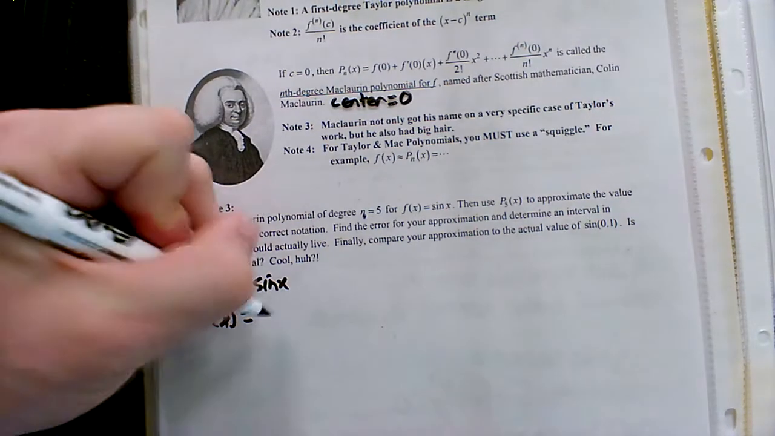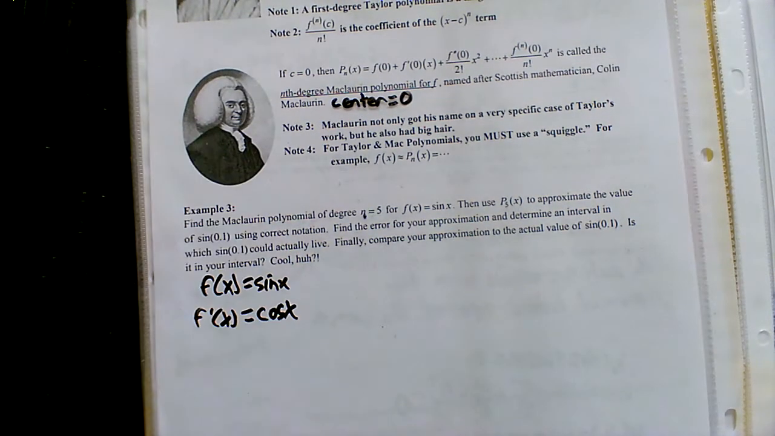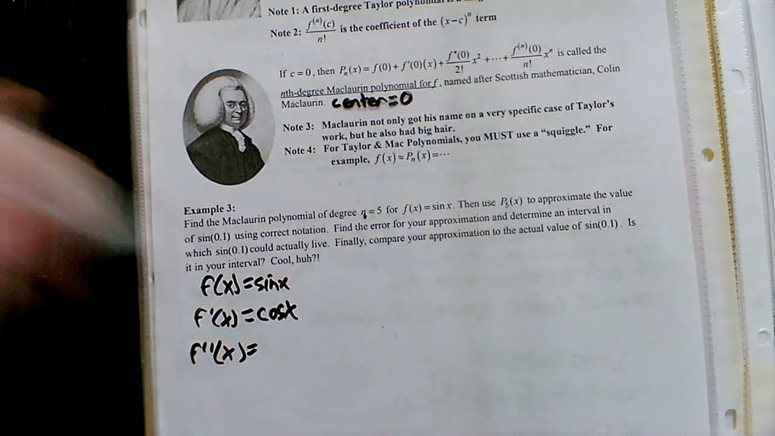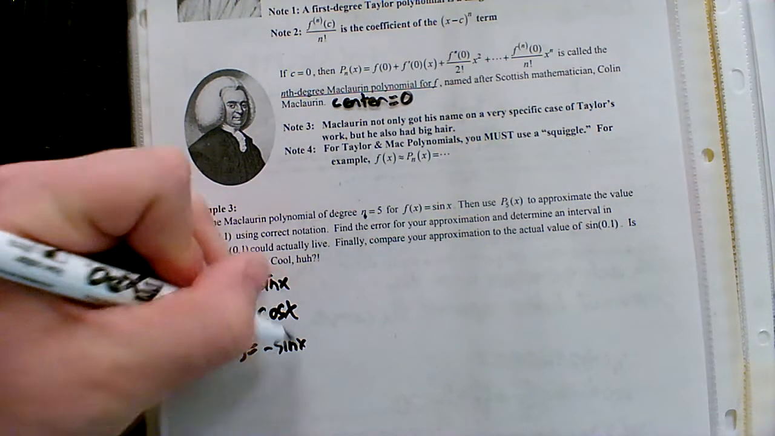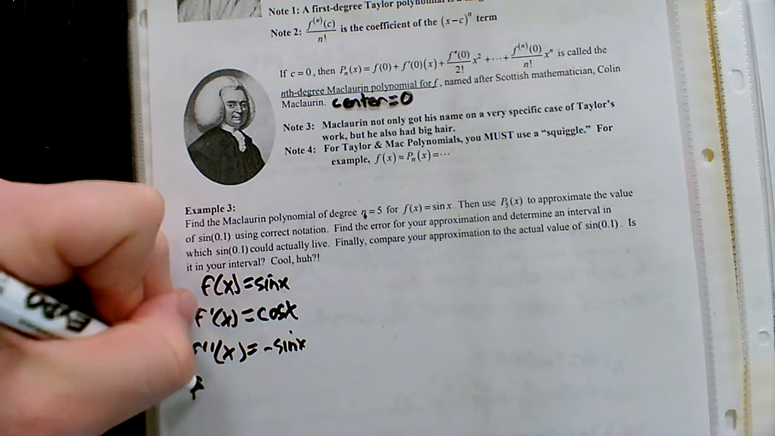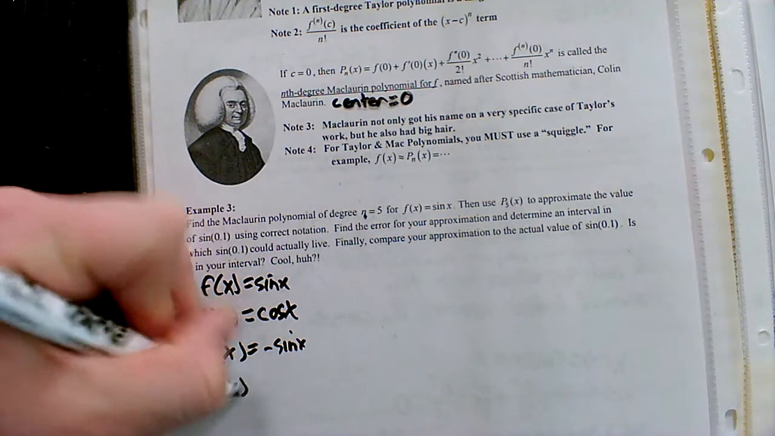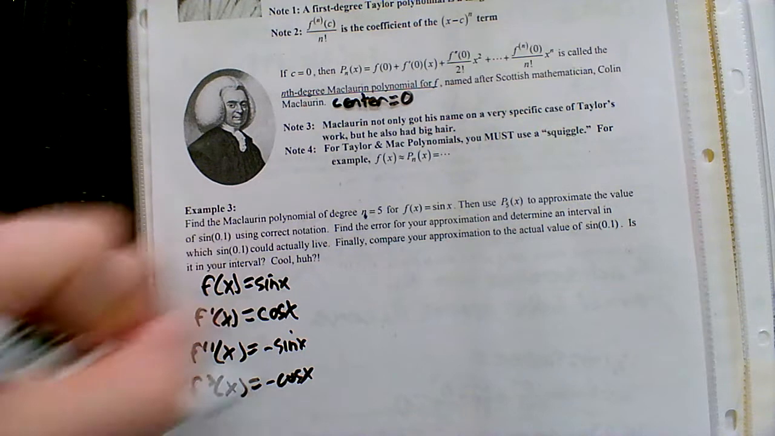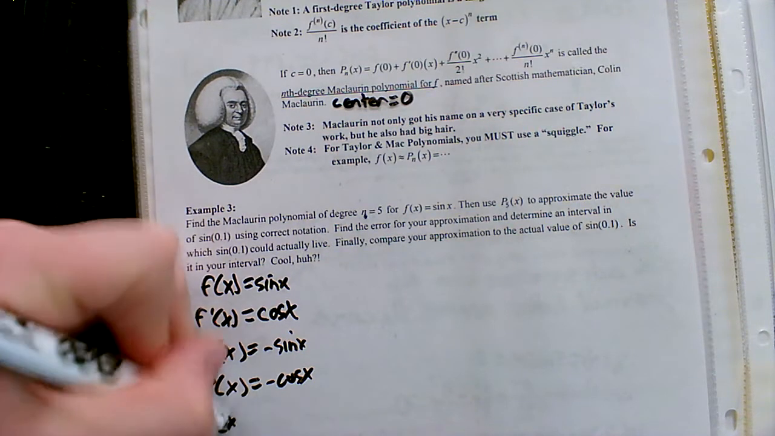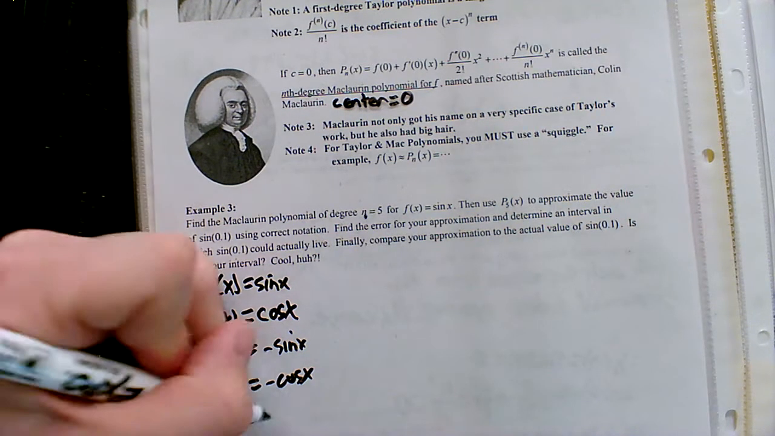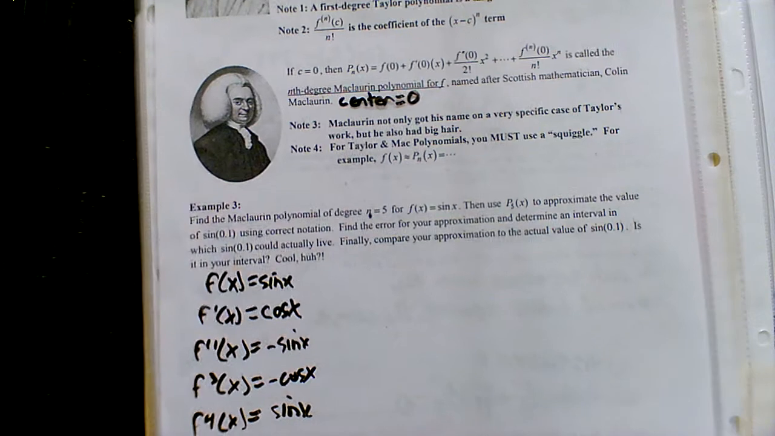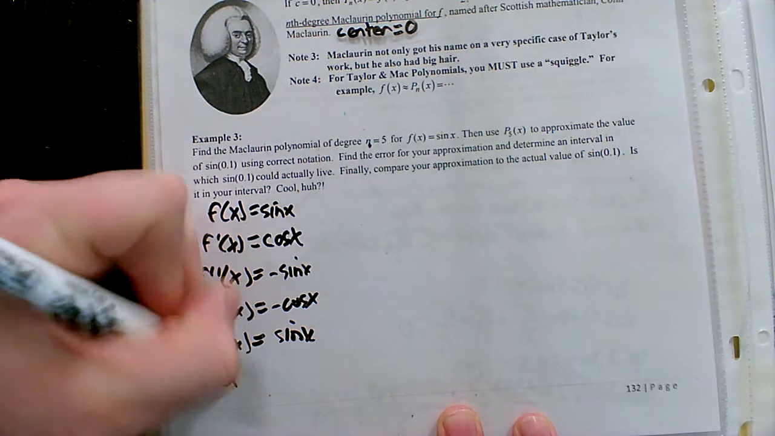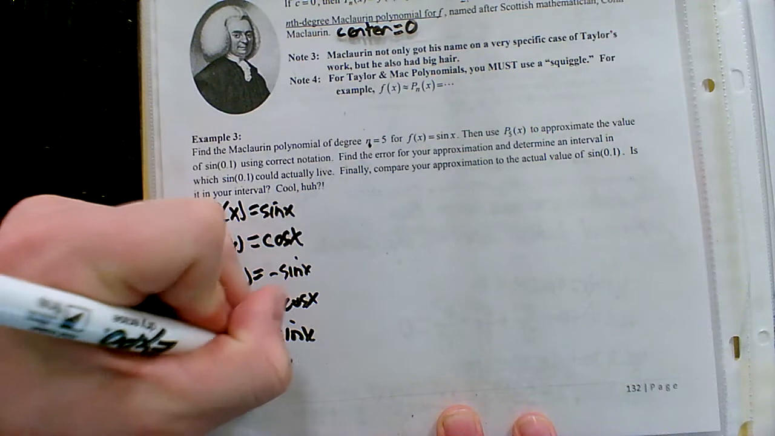Alright, so f prime of x would be cosine of x. Second derivative, negative sine x. Third derivative would be negative cosine x. Fourth derivative, sine x. Fifth derivative, cosine x.